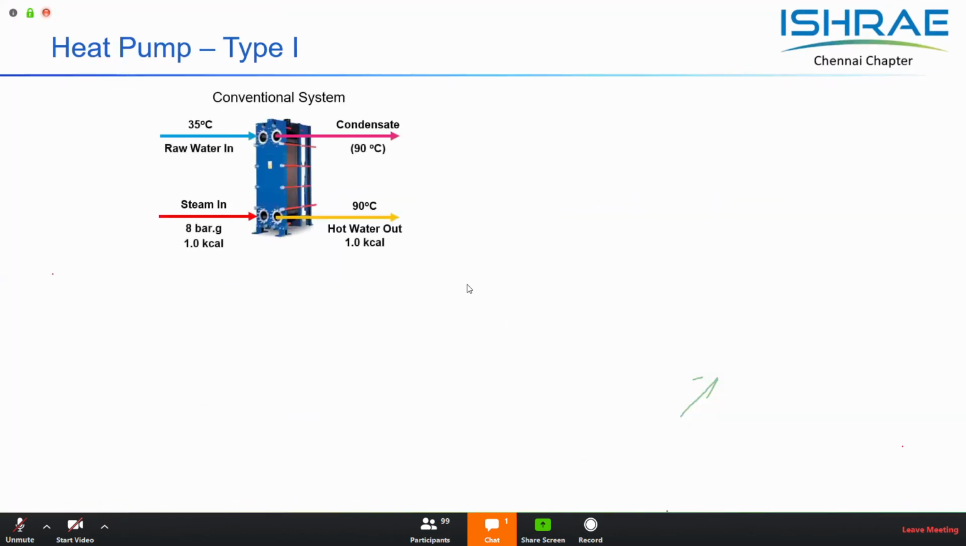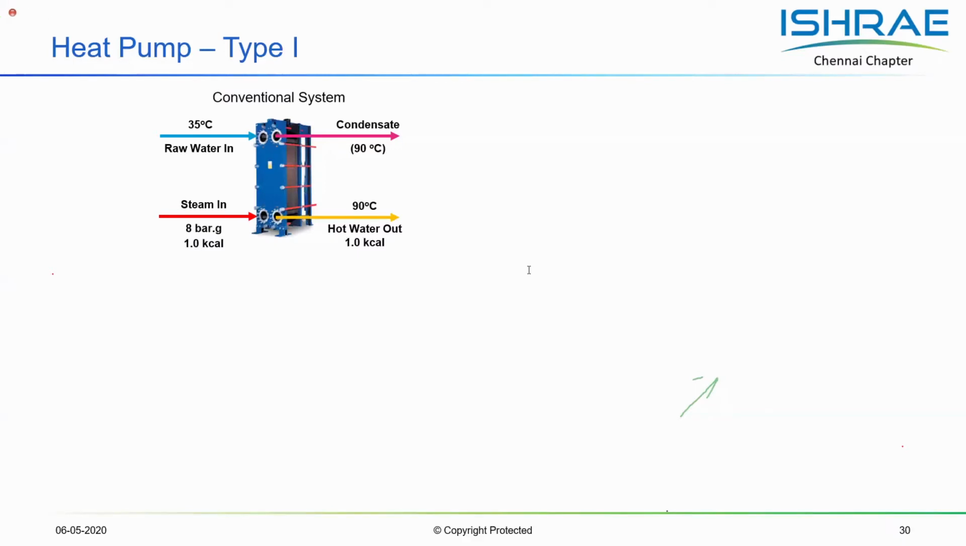So just to illustrate the energy saving aspect of this heat pump, look at a conventional system where you want to generate hot water at 90 degrees Celsius using steam. Typically in industries, people put a small heat exchanger and pass steam on one side and hot water on the other side to generate heat. But in this system, for every kilowatt of heat that you give through steam, you get equal or slightly less heating on the hot water side. So it is giving 1 kilowatt for 1 kilowatt of heating.